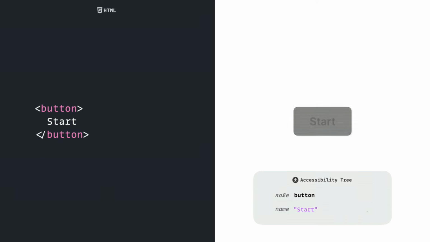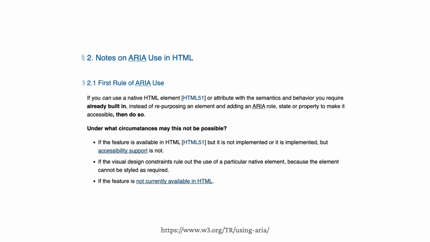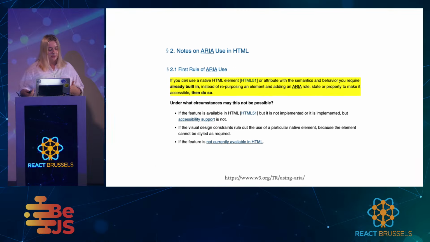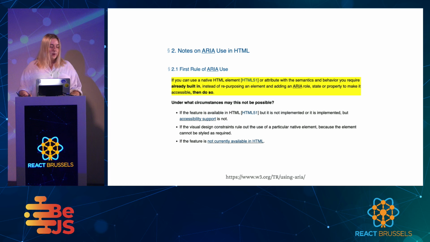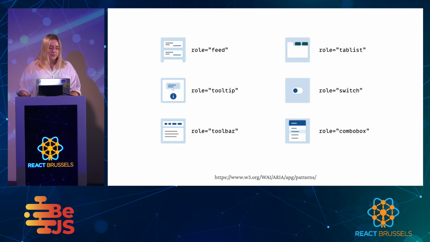However, in most cases, it's much easier and more accessible to use native HTML instead. It is even noted as the first rule of ARIA inside the spec. Essentially, the spec says, don't use ARIA unless you absolutely have to. And while we shouldn't re-implement buttons with ARIA, it is really useful for implementing patterns that don't exist in native HTML, like tooltips, tabs, switches, combo boxes, and so on.